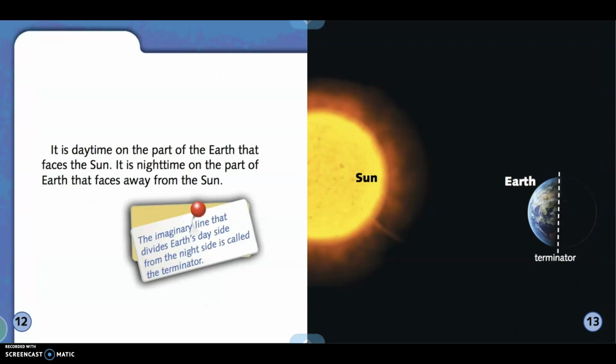It is daytime on the part of the Earth that faces the sun. It is nighttime on the part of Earth that faces away from the sun. The imaginary line that divides Earth's day side from the night side is called the terminator. Sun, Earth, terminator.